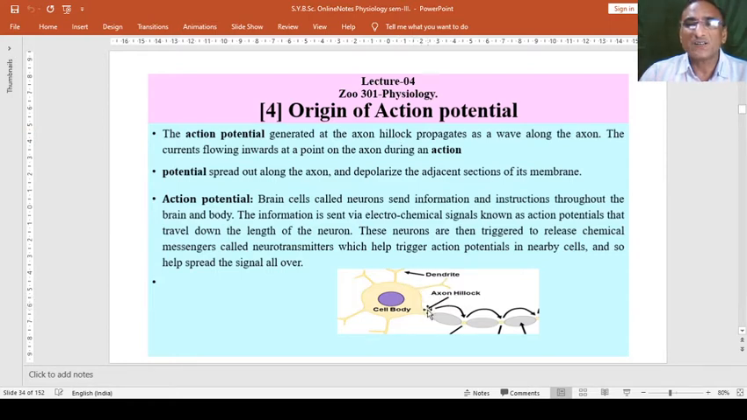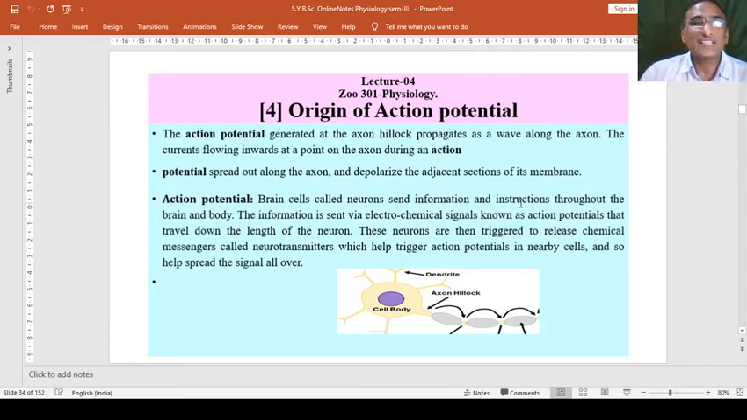This is the axon hillock region, as we have seen previously. This is the dendrite, this is the axon, and this is the neck, or we can call it axon hillock. This is the region or area where the action potential originates. The origin of action potential is nothing but the axon hillock, which receives from these dendrites and passes through the axon.